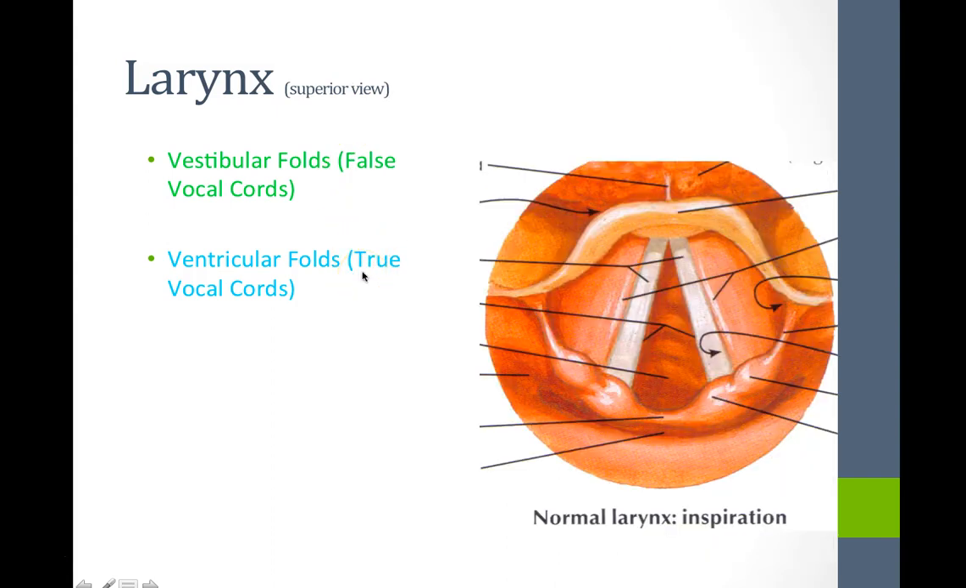So this is a superior view. If you were to take a camera and put it down your throat and looked just superior to the larynx, you would see that this over here would be your epiglottis, and then these are some arytenoid and corniculate cartilages that we did not discuss.